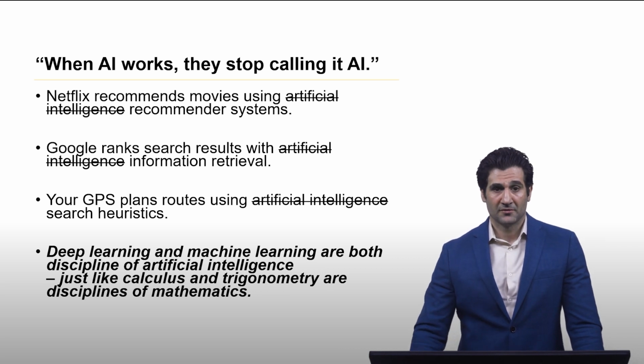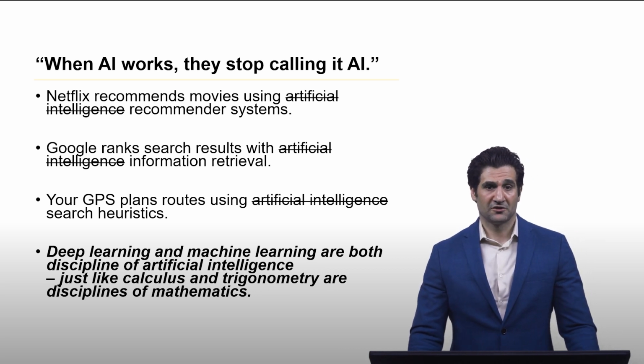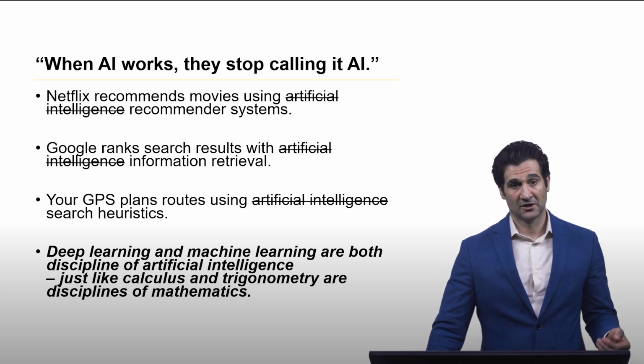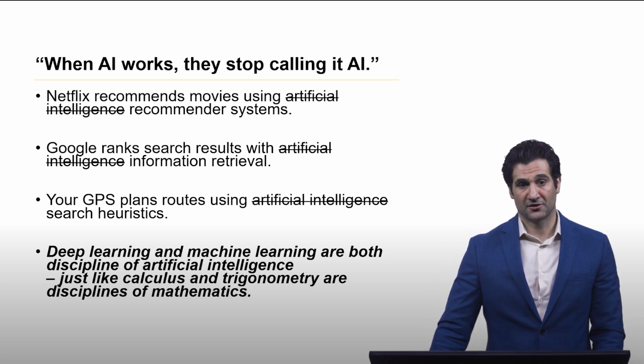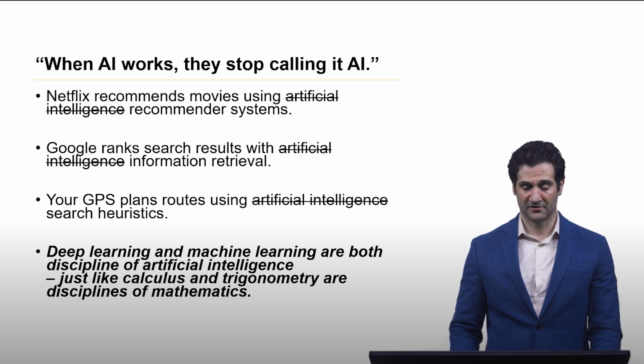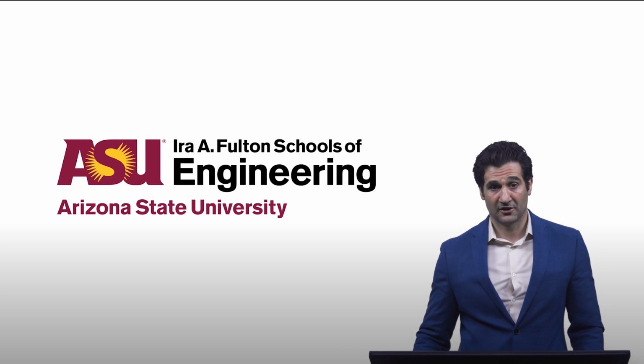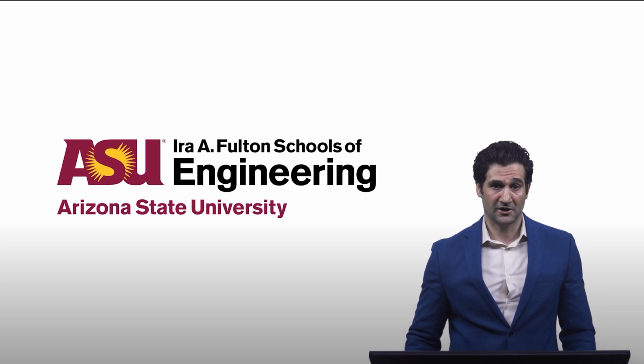But keep in mind, deep learning and machine learning are both just subdisciplines of artificial intelligence, just like you can think of calculus or trigonometry as being disciplines of mathematics. So anyway, this concludes the lecture on the relationship between AI and machine learning.